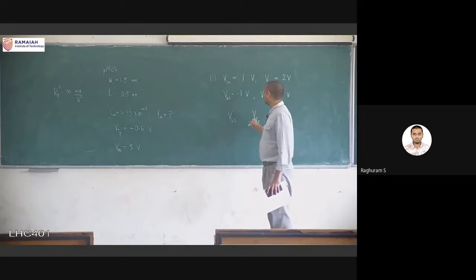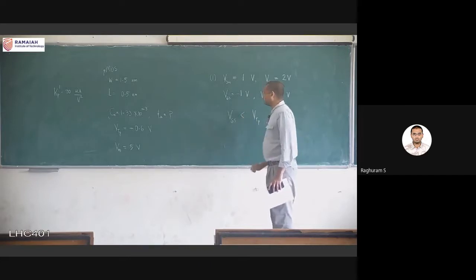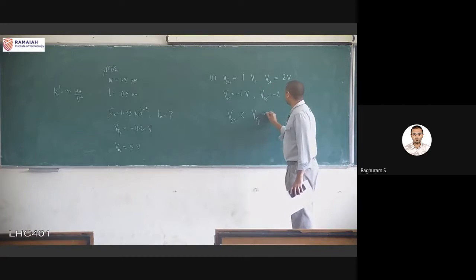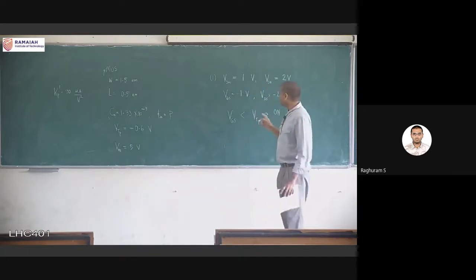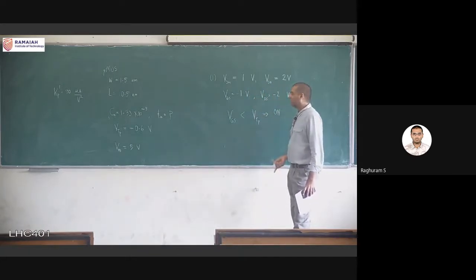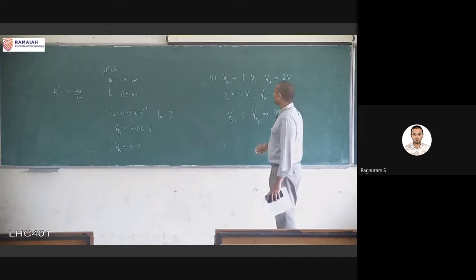VGS is minus 1, VT is minus 0.6. So this means that the transistor is on because the conditions are reversed for a PMOS transistor. VGS is lesser means the transistor is on. So next we have to see linear or saturation.